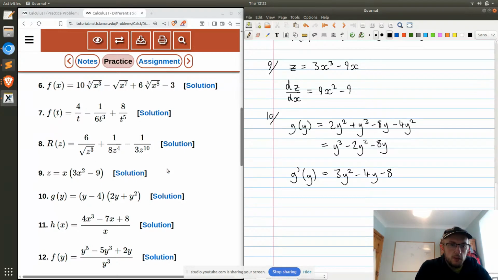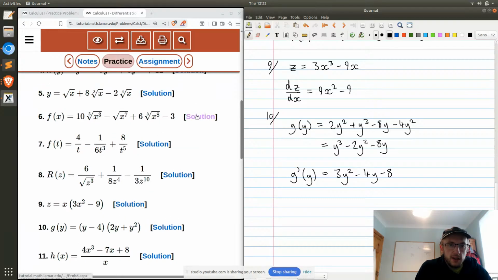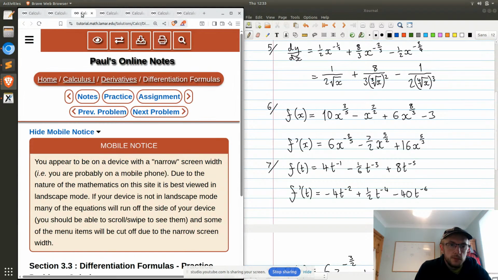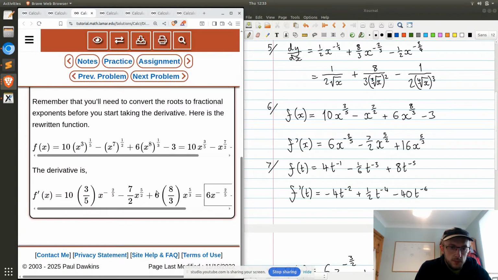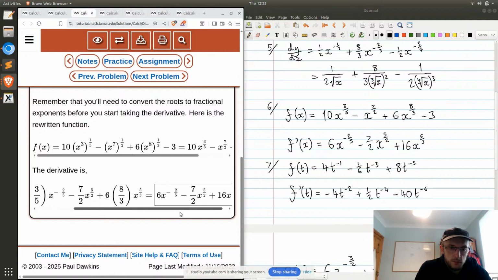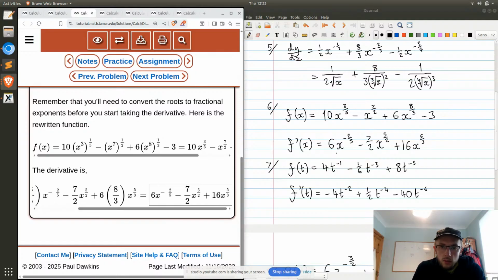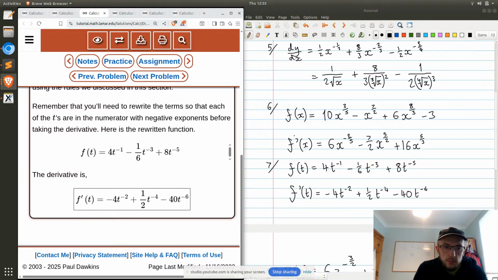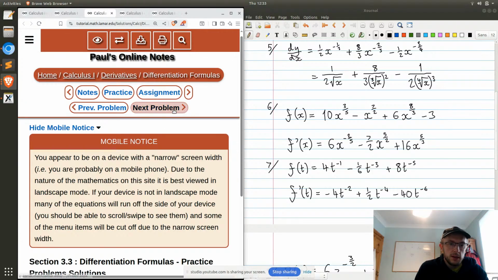And checking 6 to 10. 6, 7, 8, 9, 10. Good, good, and good. Correct, correct, and correct. All right, that's correct.